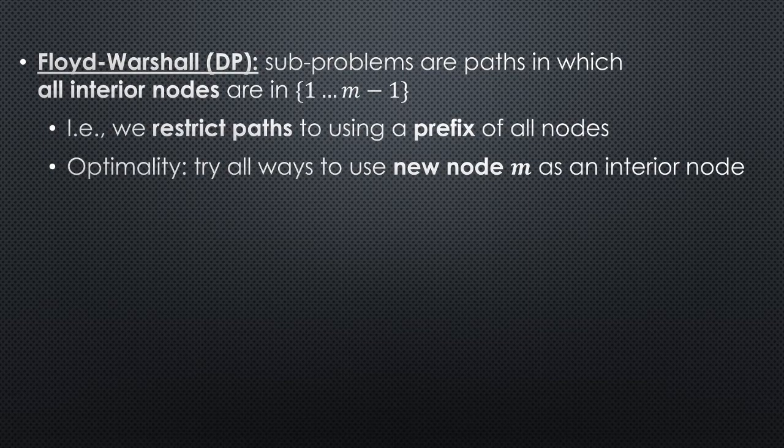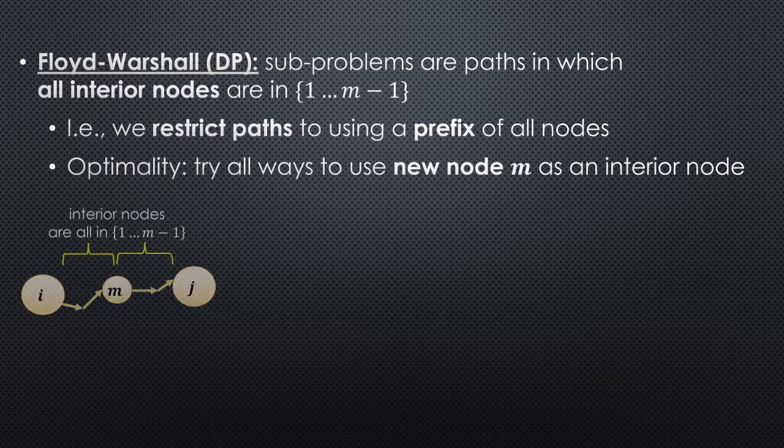So our subproblems are going to be the shortest paths in which all interior nodes are in a specific set, specifically the nodes 1 up to m-1. So you're allowed to use the first m-1 nodes as interior nodes on your paths, and the question is, what's the shortest path I can get from i to j if I'm only allowed to use a subset of these first m-1 nodes as interior nodes on those paths?